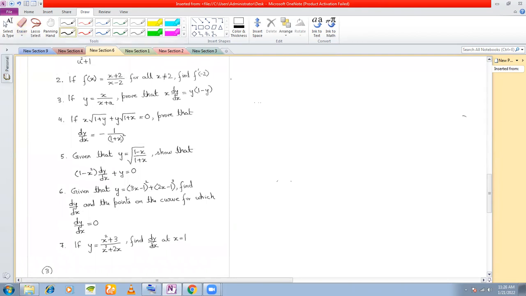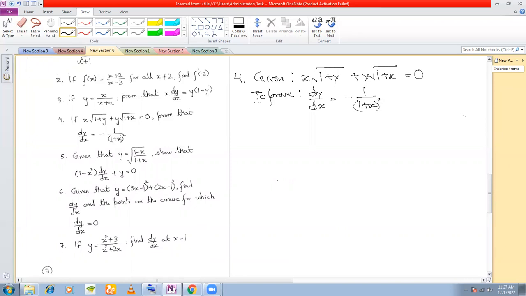This should be the last problem for today. Number 4. Given here is x root 1 plus y plus y root 1 plus x is equal to 0. What do you need to prove? You need to prove that dy/dx is equal to minus 1 by 1 plus x square.